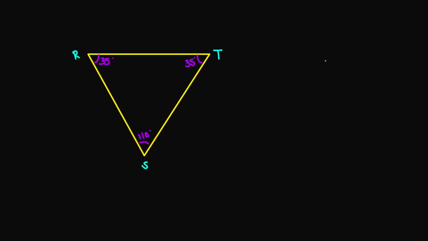Let's look at this example. In this example here, this triangle, because I have one angle that is greater than 90 degrees, is an example of an obtuse triangle.